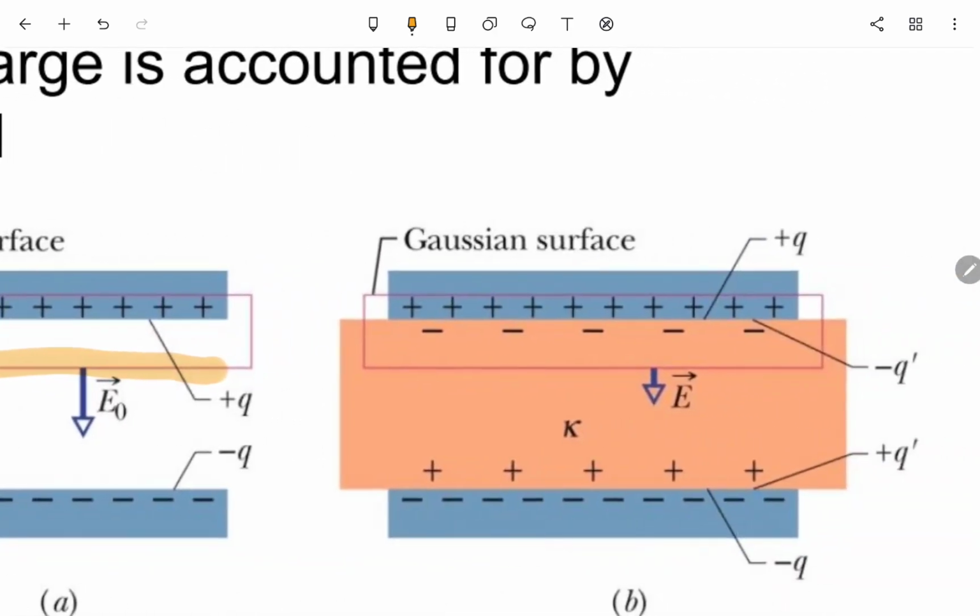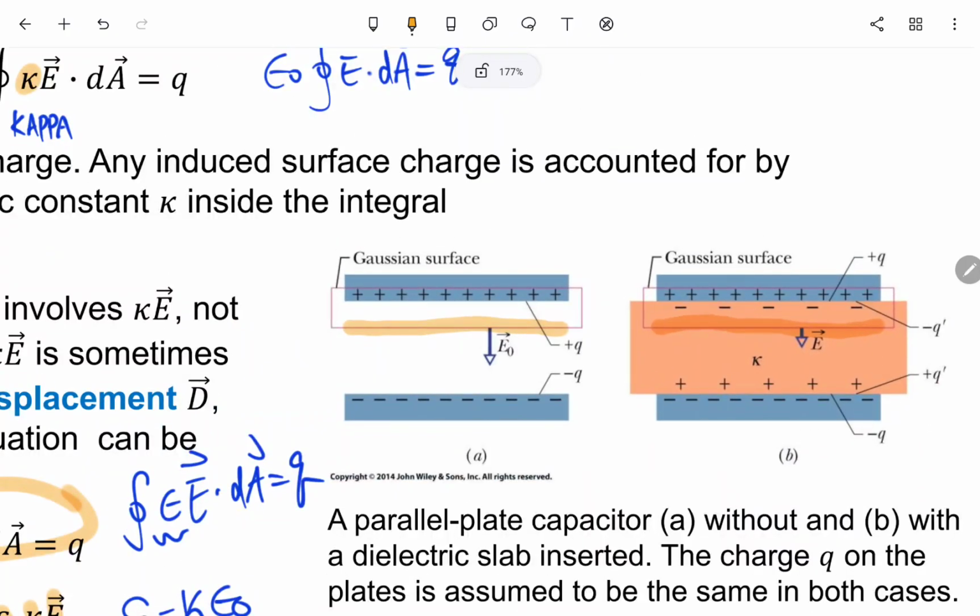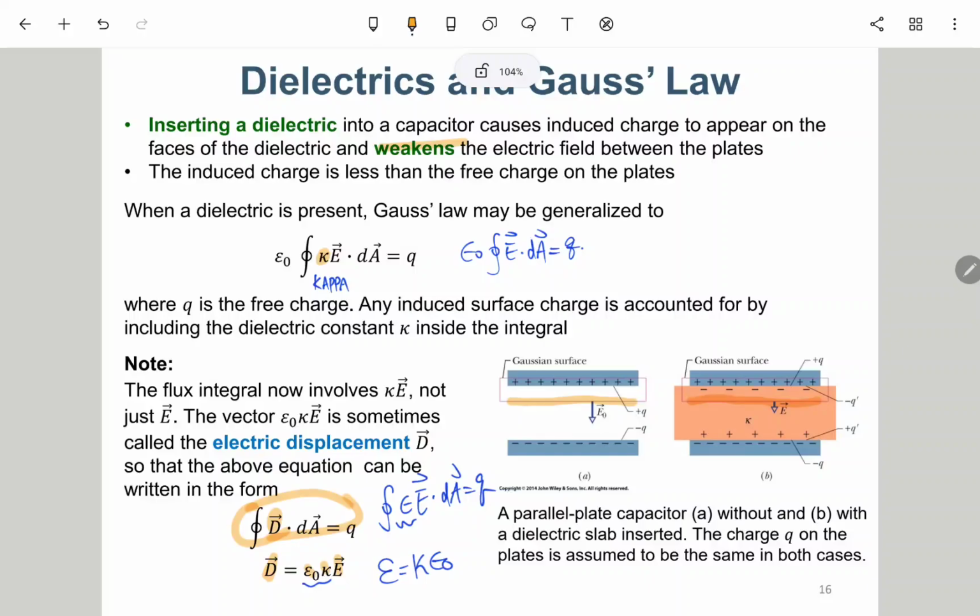But here we try to make it something like this. So generally it will look like this, and then we will have the same Gaussian surface, and this would also be the only part that contributes to the surface integral.